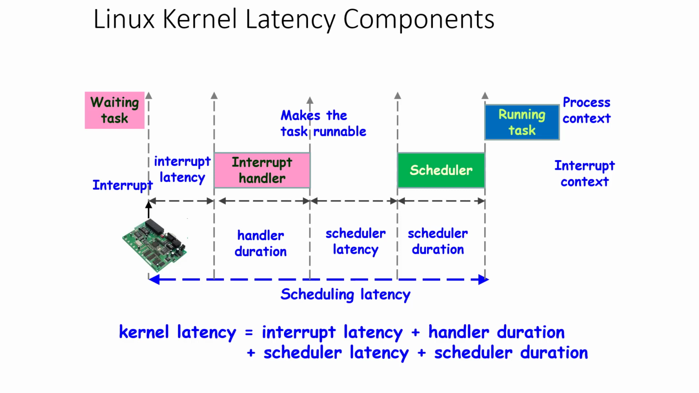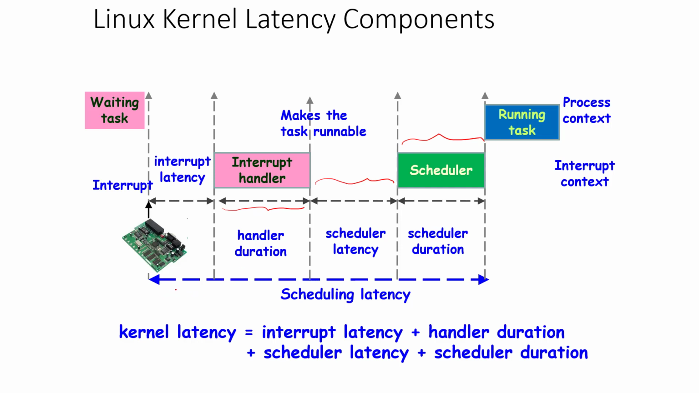So the kernel latency would look like this if I were to break it down into all the components. Assume there is an interrupt and there is a waiting task. The interrupt will have an interrupt latency. Then the interrupt handler will run. That's the handler's duration. Then the original task or some other task will be made runnable. So the scheduler will take some time to figure out which task to schedule. This is the time to actually invoke the scheduler, and this is the scheduler running time. And finally, the task will run.